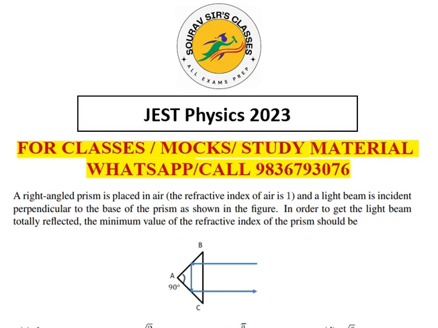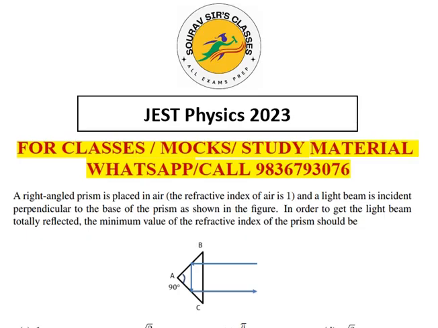Let us solve one problem from the JEST Physics 2023 paper. The problem states that a right-angled prism is placed in air. The refractive index of air is 1 and a light beam is incident perpendicular to the base of the prism as shown in the figure.